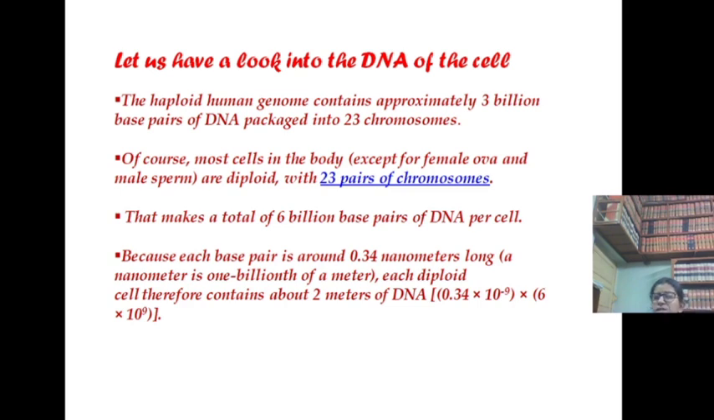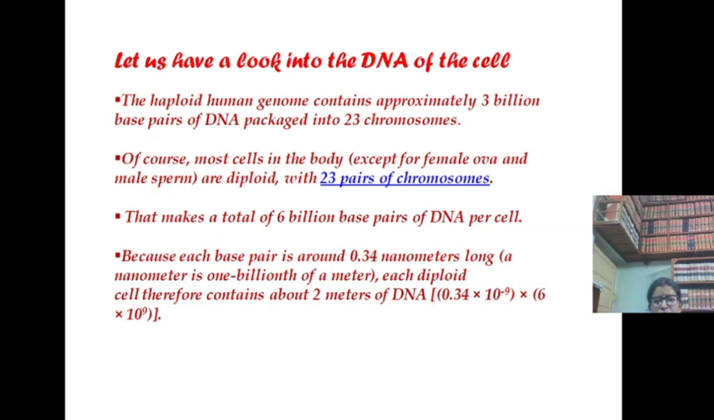Of course, most cells in the body except for the female ova and the male sperm are diploid. So with 23 pairs of chromosomes, what does it come down to? It comes down to 6 billion base pairs of DNA per cell. Because each base pair is around 0.34 nanometers long, a nanometer is 1 billionth of a meter, each diploid cell therefore contains about 2 meters of DNA.